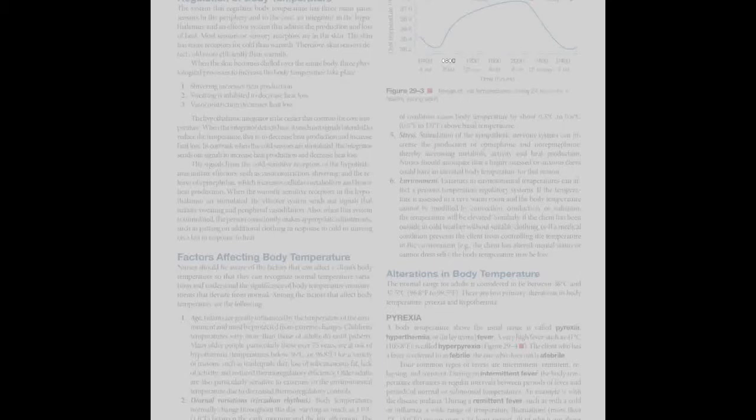Figure 29-3: Range of oral temperatures during 24 hours for a healthy young adult. Awake, asleep. Time, hours. Oral temperature, degrees C.